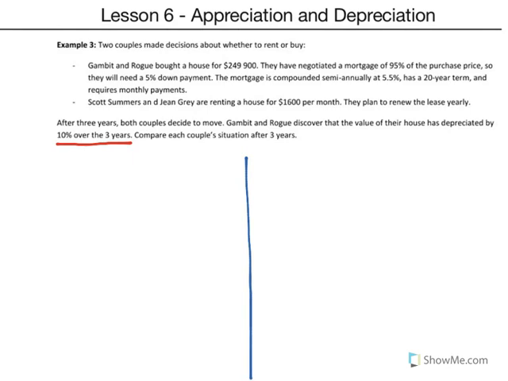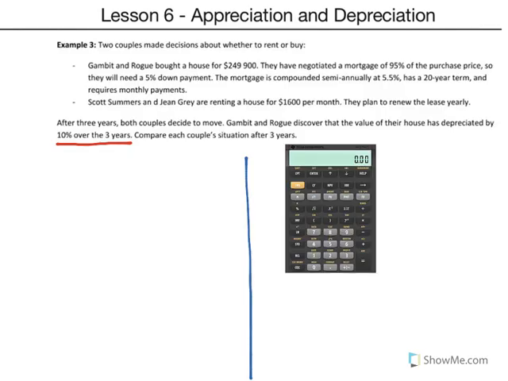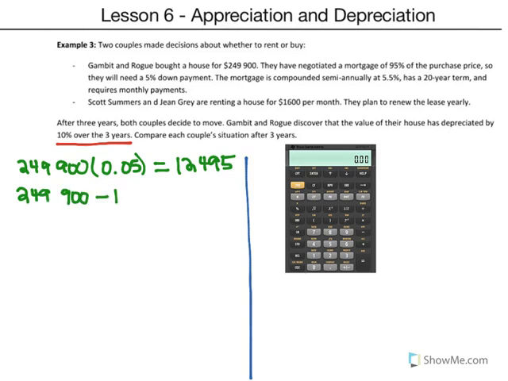So first, we'll start with Gambit and Rogue, and this is going to take a lot more space than Scott and Jean. So save your space. They're going to make a down payment first, so $249,900, and we're going to times it by 0.05, and that would be a $12,495 down payment. So now the house needs to be mortgaged for the initial cost. Subtract that $12,495. So they're getting a mortgage for $237,405.